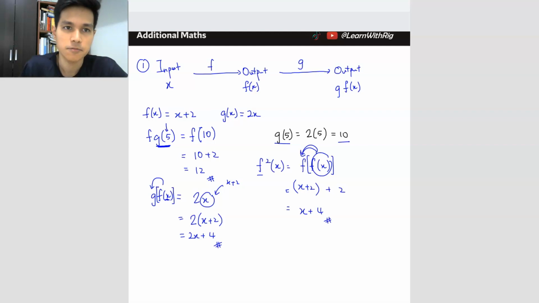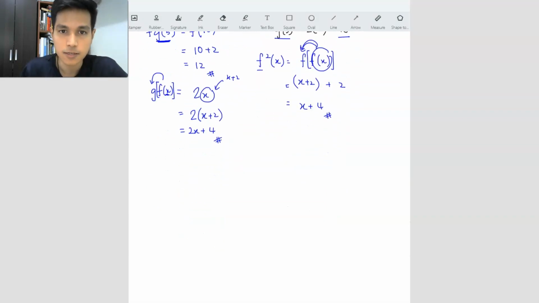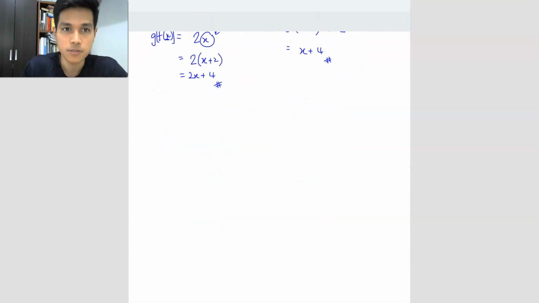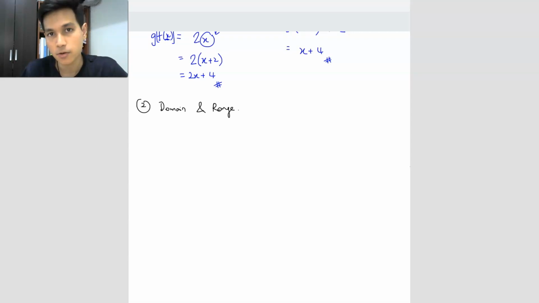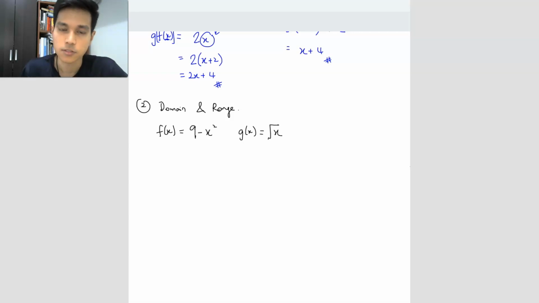Okay, clear? So these are some of the ways they can ask you. So this is the first thing. The second thing that you need to know when it comes to composite function is how to determine domain and range. Now it is quite similar to the basic function itself, but to make you all understand this, let me go through an actual example. Let's say you have fx equals 9 minus x square, and you have gx equals square root x.